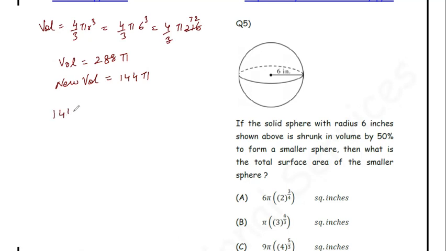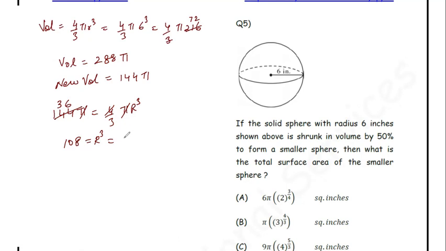So 144 pi is equal to 4 by 3 pi r cube. And therefore, we'll work out the r cube. Once we get the r, then we can work out the surface area. Okay, so 4 goes into this 3 times, and so on, and 36 3s are 108. Correct? R cube, right?